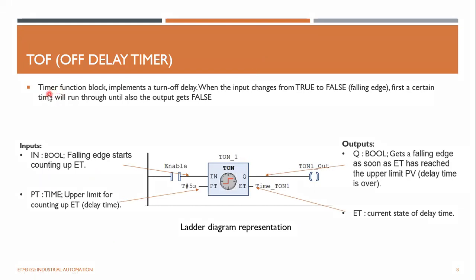Again, the T off timer is the second type of timer that we use in PLC programming. Here we have the same inputs and outputs, but the functionality is a little bit different. Sorry, there's a mistake here. It should be corrected to T off timer. I have used the same inputs, and this is your delay time, and this is the elapsed time, and this is the output. It should be corrected to the off.